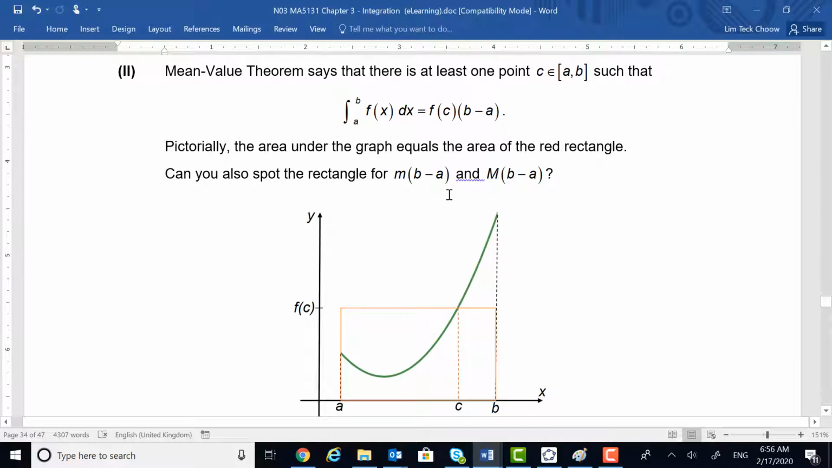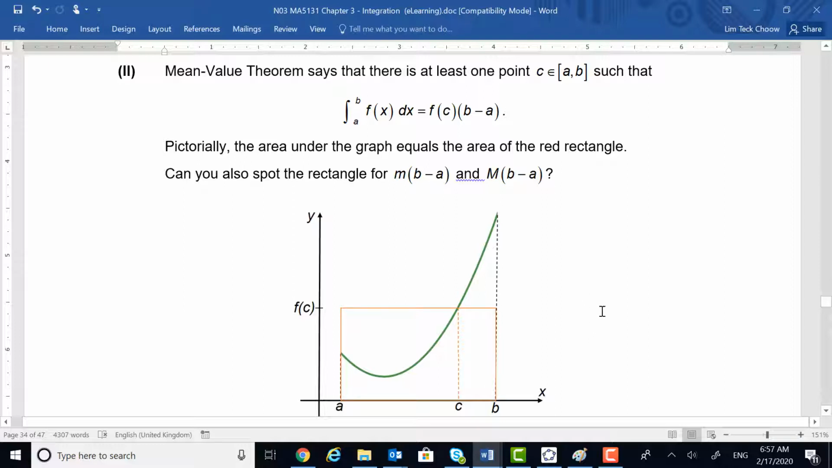So on the left hand side, the integration from a to b means the area under the graph. You can see the area under this graph here. And the value on the right hand side is actually the area of a certain rectangle. Can you see the rectangle here? So the mean value theorem tells you that the definite integral from a to b can always be equal to f(c) times (b minus a), where this is actually the area of the rectangle somewhere here. So the area under the graph, according to the theorem, can be equal to the area of a certain rectangle here.